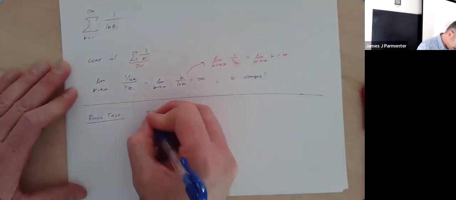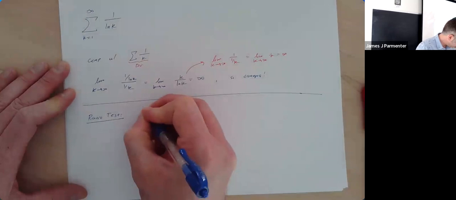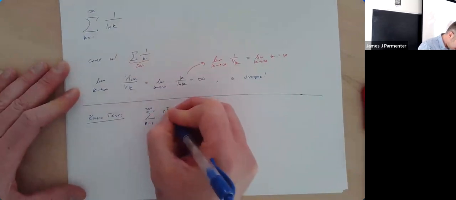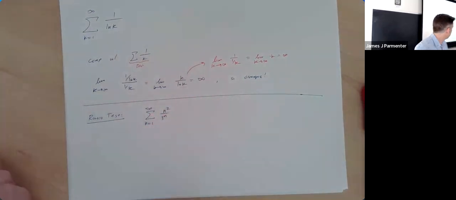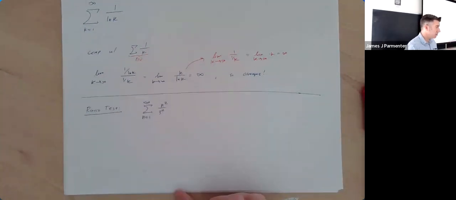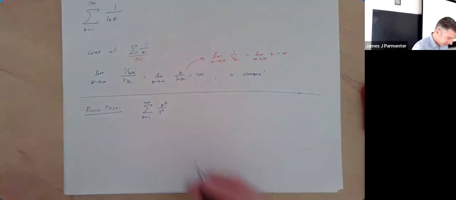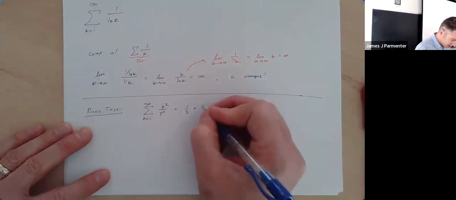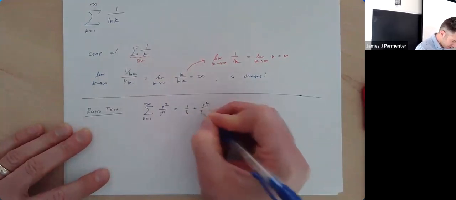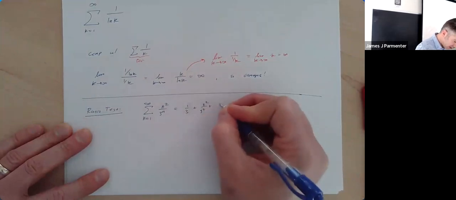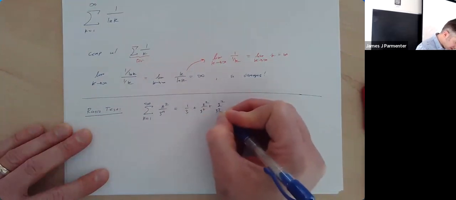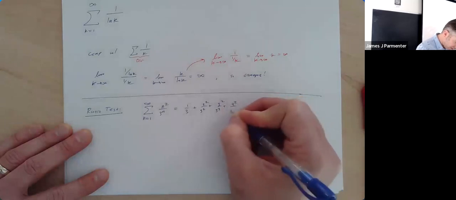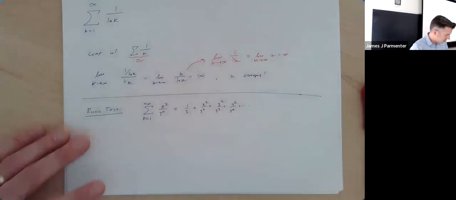So if I've got this series from n equals 1 to infinity of n squared over 3 to the n, it is not geometric. But if you go out for a long, long time, it starts to behave in a geometric way. So if we write out terms, my first term is 1 over 3, and then my next term is 2 squared over 3 squared, and my next term is 3 squared over 3 cubed, and then 4 squared over 3 to the 4th, and so on and so on and so on.